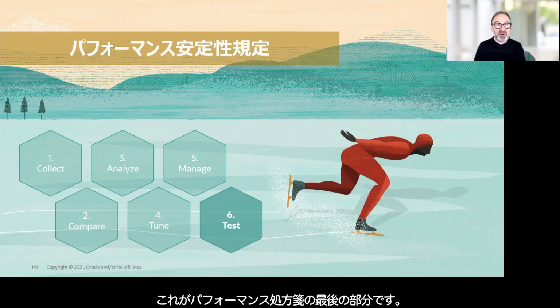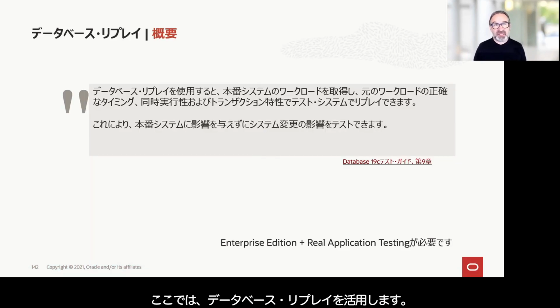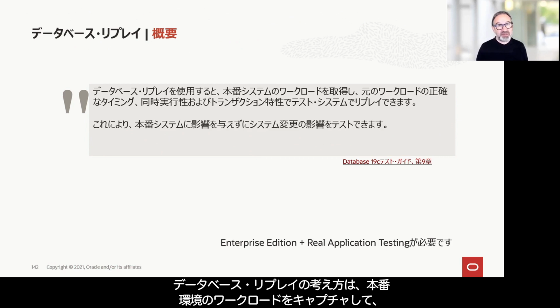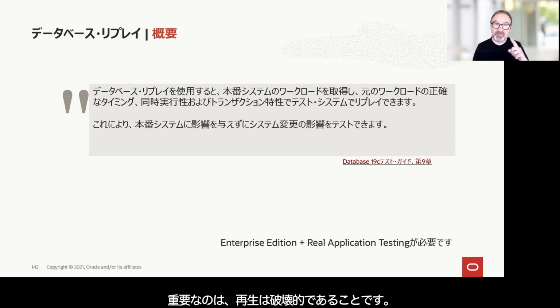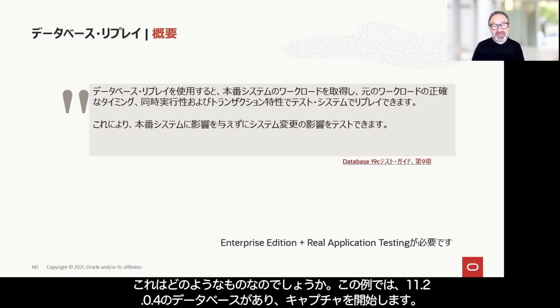So as the last part of our performance prescription, we will now test and verify our changes. And here we will utilize Database Replay. The idea of Database Replay is we capture a workload on production and we replay it with the right timings, concurrency, and transaction characteristics on a test system. That's important because a replay is destructive. And this requires also Real Application Testing. This is how it works.